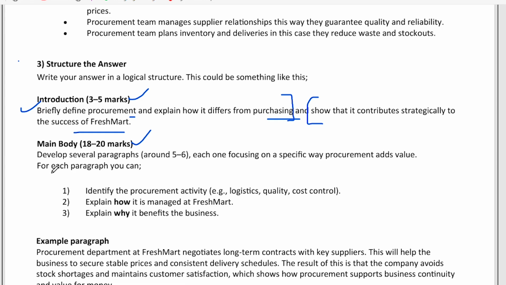So what do you do in the body? In the body, you're going to have paragraphs, meaning identify the procurement activity and explain how it links to the scenario and why it benefits that business.